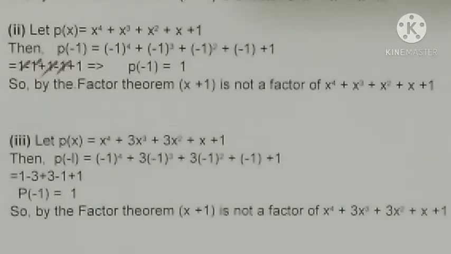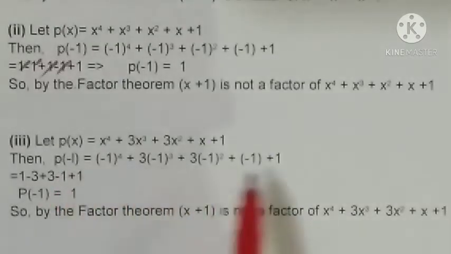Again we are replacing with x equal to minus 1. So minus 1 raised to 4 plus 3 into minus 1 raised to 3 plus 3 into minus 1 square plus minus 1 plus 1. So what is minus 1 raised to 4? It is plus 1. Then what is minus 1 cube? It is minus 1. So 3 into minus 1, what is the answer? Minus 3. 3 into minus 1 square, that is 3 into 1 only. So our answer is 3.